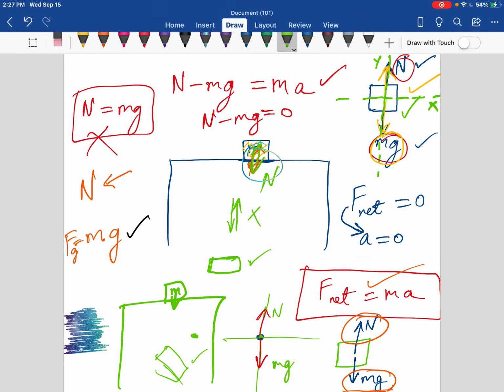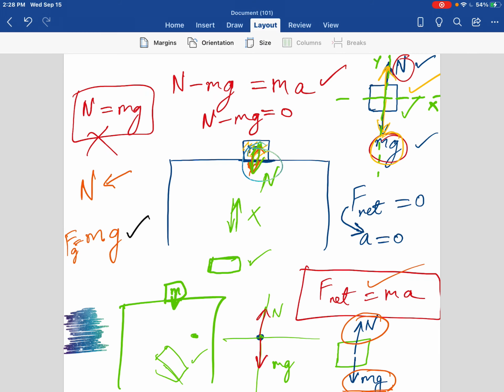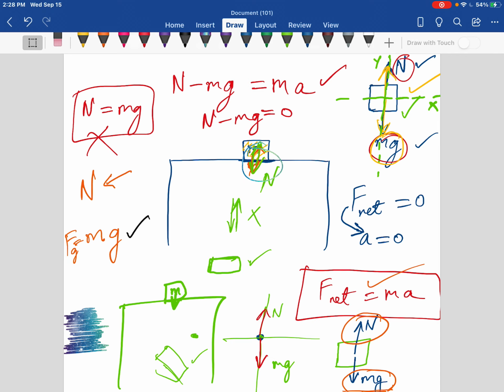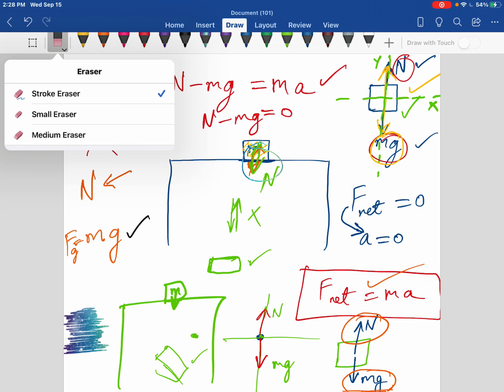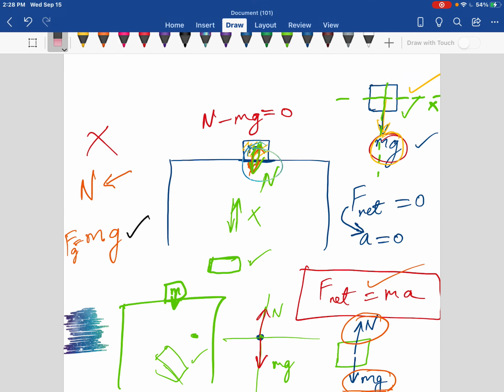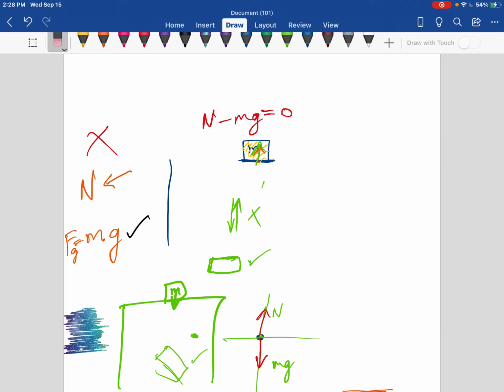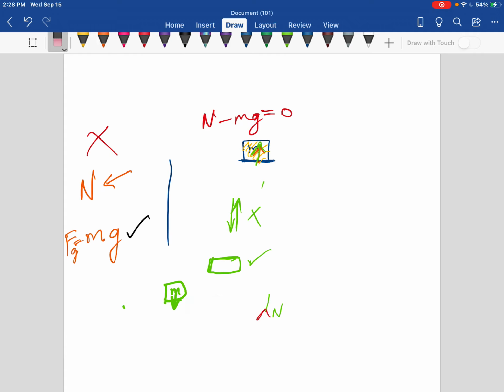Okay, let me see if I can clear some of this out. So what is this? Let's see. Okay, I guess I have to just clear everything this way. I hope that there was a clear all button, but I don't find it.